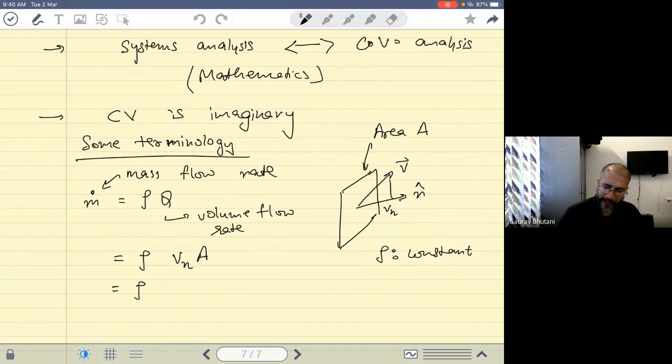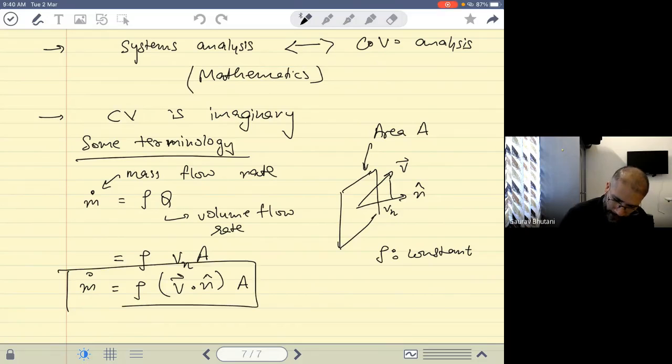I can also write Vn as nothing but the dot product between V and the normal vector n hat. Okay, so this becomes my mass flow rate. Is that clear?